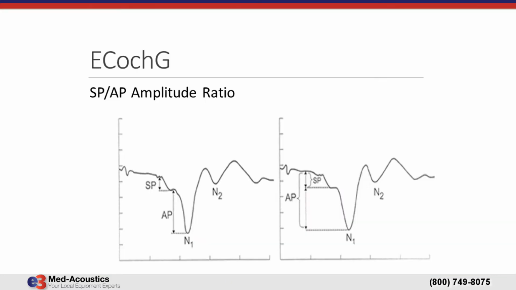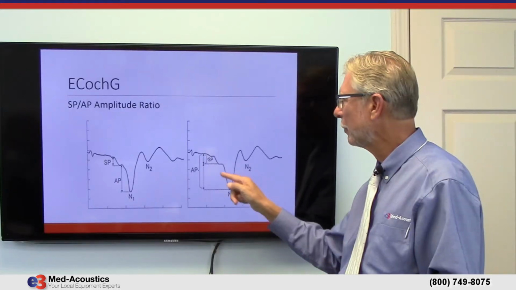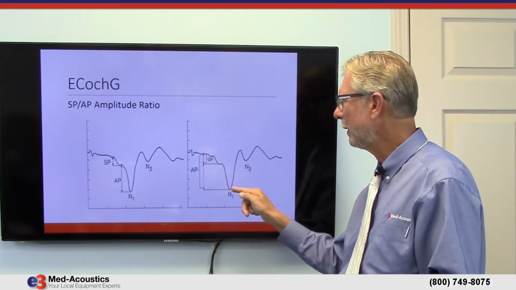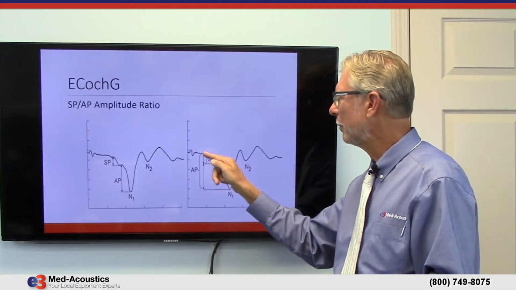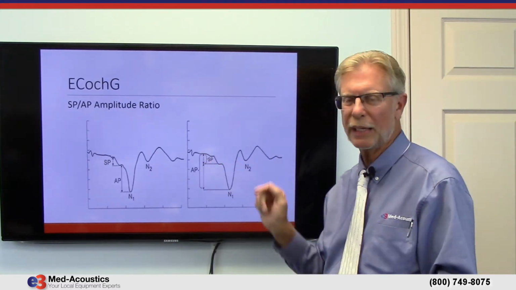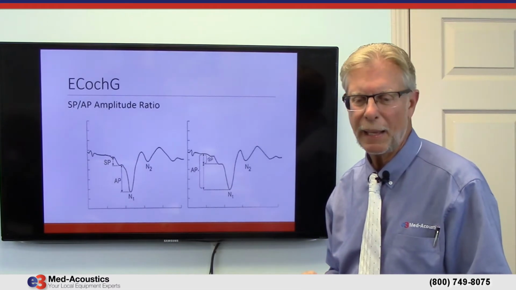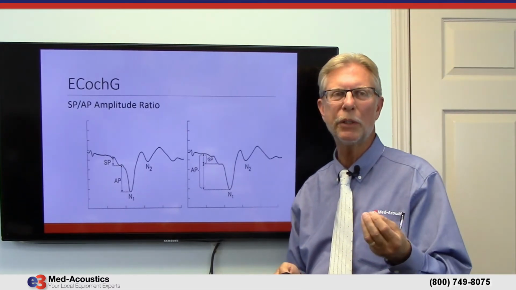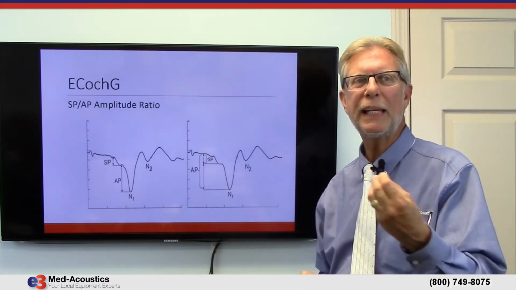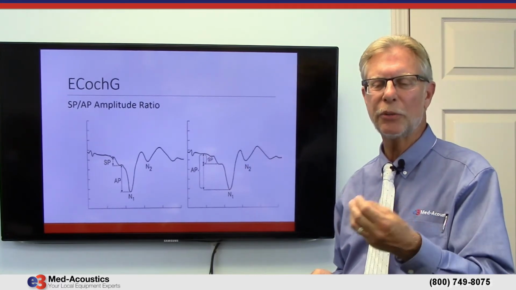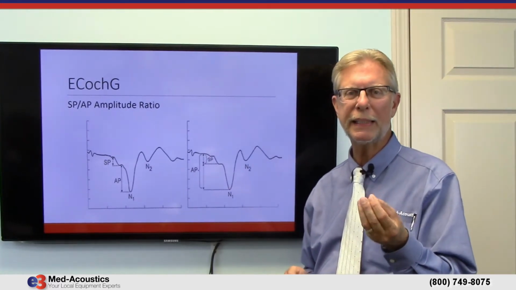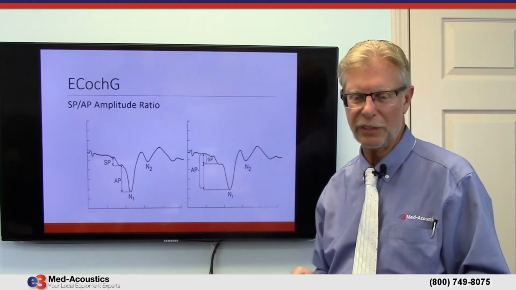And then what the equipment is going to do for us is figure out the amplitude of the action potential from the baseline to the peak, and the amplitude of the summing potential from the baseline to the peak. And then the equipment will compute the SP/AP amplitude ratio, and that's going to be the indicator of a positive or negative test.